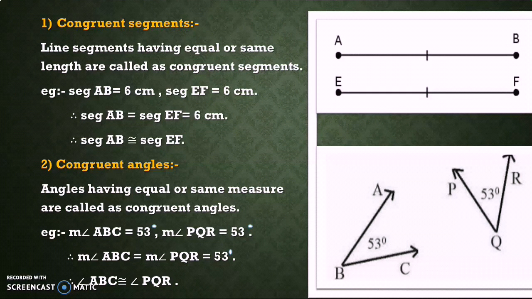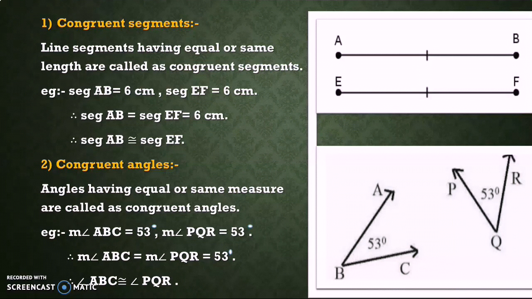Have a look at the diagram where two segments are shown. First segment is AB, second segment is EF. Both the lines have one mark shown. What does that one mark indicate to us? That one mark indicates that the length of segment AB and the length of segment EF is the same.